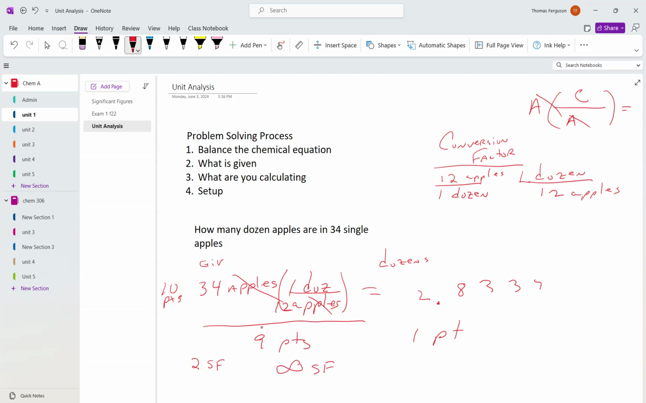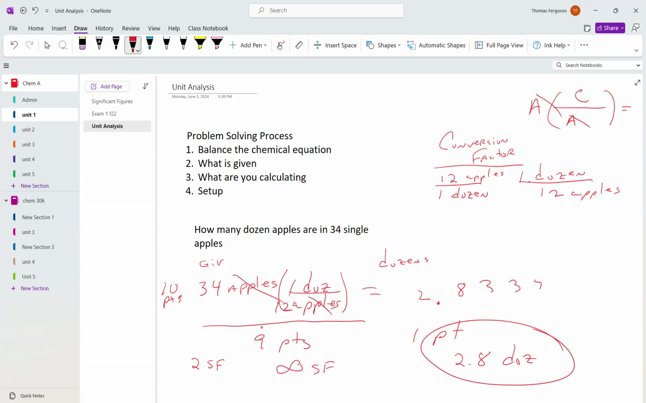So how many sig figs are in our answer? 2 or infinity? 2, because 2 is smaller than infinity. All right, so that means it's 2.1 or 2.8. So what you do is you do the setup, determine how many sig figs are going to be in your answer. Then after that, you do the calculation and then round to the proper number of sig figs every single time.